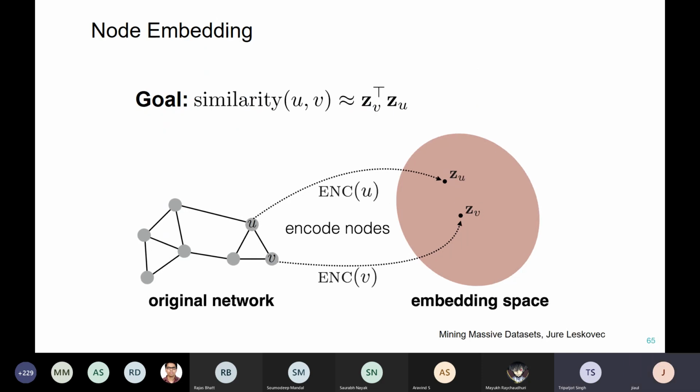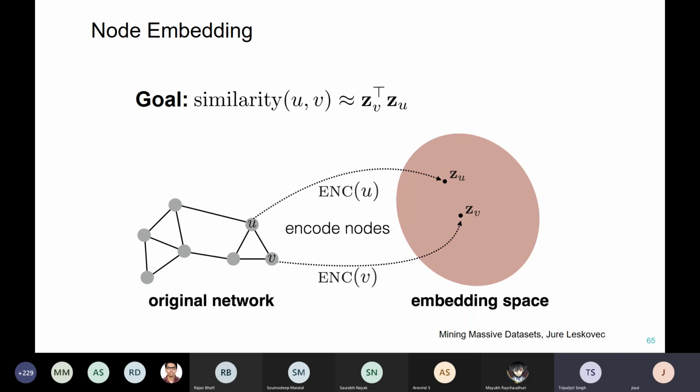All right. Now, for this, we need to have a similarity measure. The similarity measure that we use in this case is the dot product. Okay. So say, for example, ZV and ZU. This capital ZV means the desired vector for the node V.